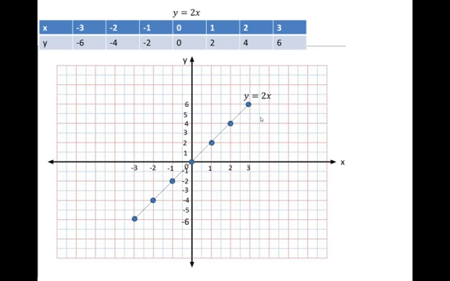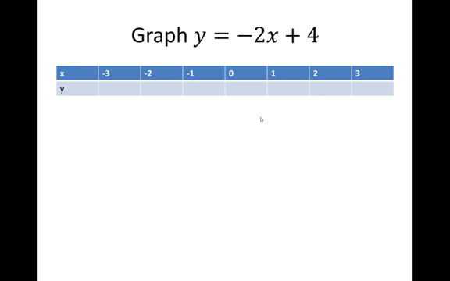Now, this is a case where we're given a certain set of x values. Sometimes we won't be. In this case, let's have a look at this. Graph y equals -2x plus 4. Note that we're not given any special values of x that we need to plot between. However, we'll start off doing the same process and see how we go.